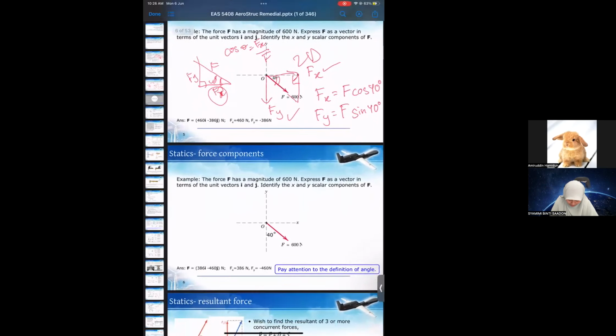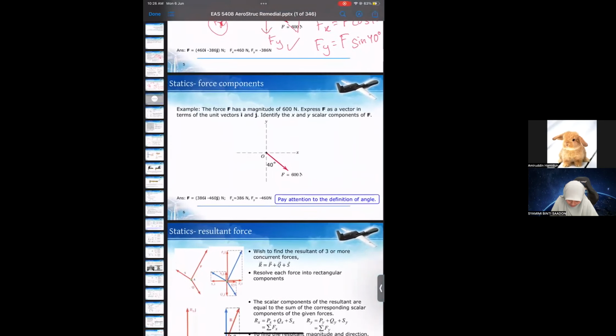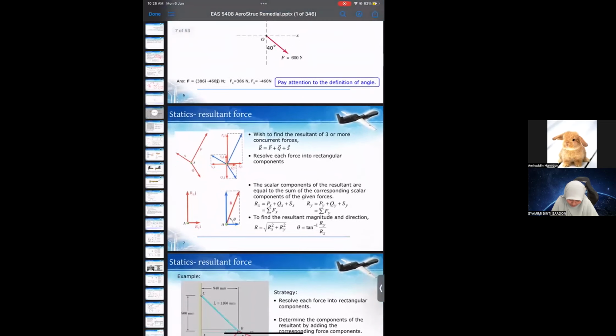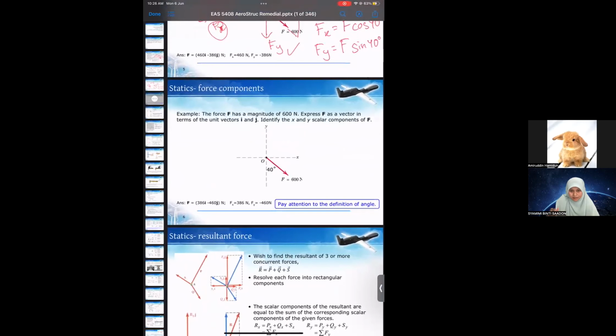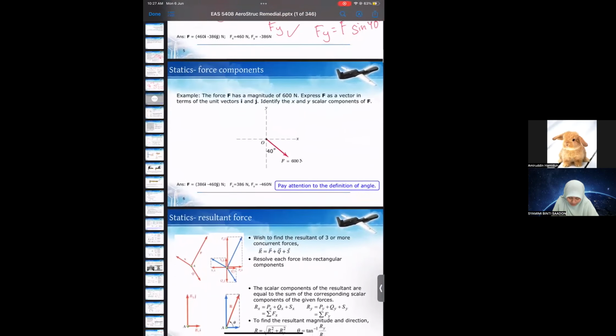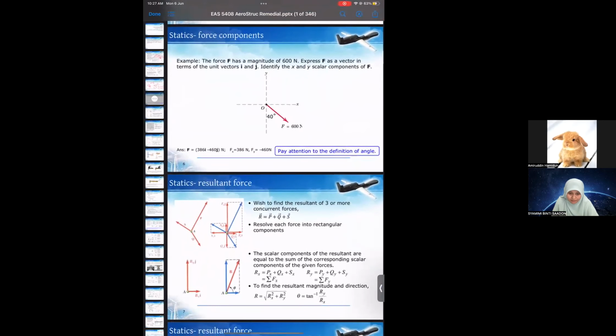Next we have the first assignment. We have to define carefully, because Y is in the downward direction, so Fy will be in the negative direction.